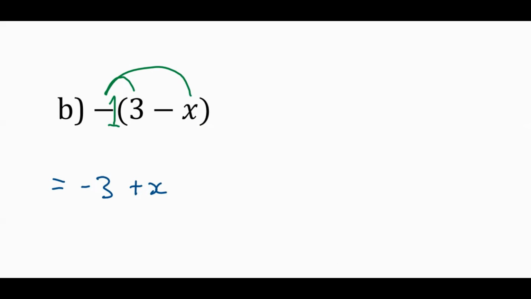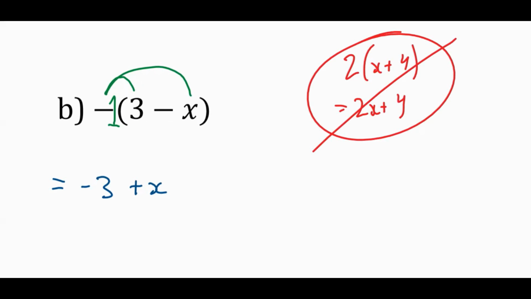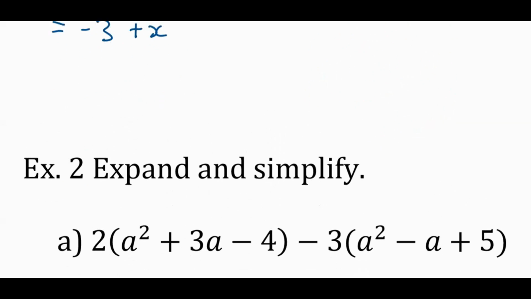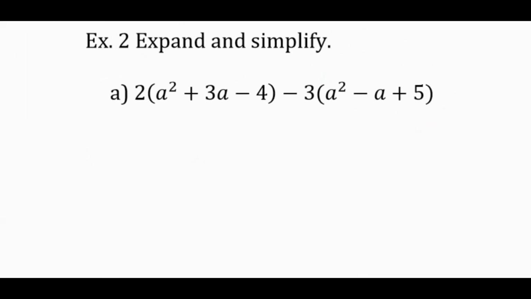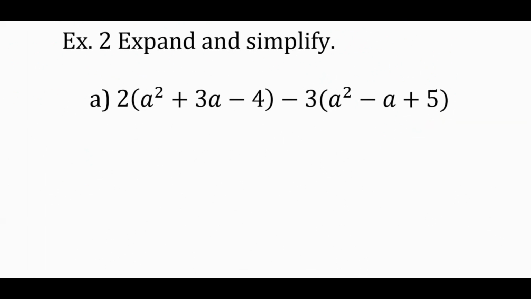Again, some people might do this. Why is that wrong? Forgot to multiply by the 4. It should be 2x plus 8. I did 2x plus 4. Okay, that's a common mistake. Do I have any more there? No. Okay, so that's very simply how you use the distributive property.